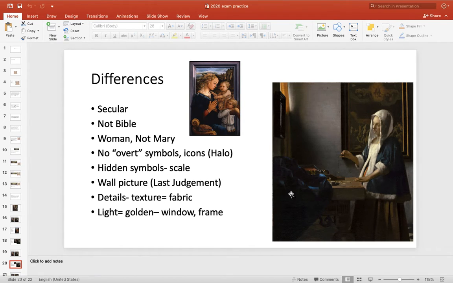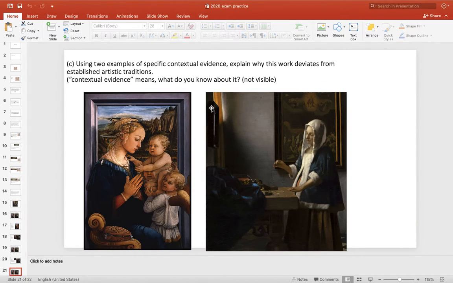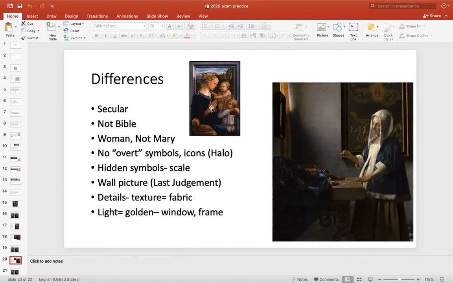This one, the texture is much more detailed. This one used oil paint. This one, the light is golden. It's reflected in the window and in the frame. That's the difference between the 2. This one is Baroque. This one is Renaissance. This one is Dutch. This one is Italian. Then, so that's just looking at it visually.